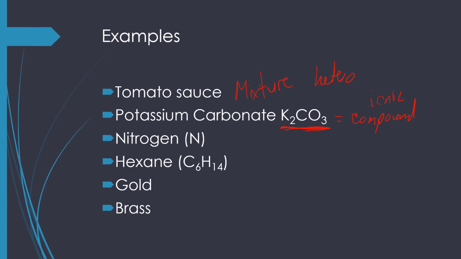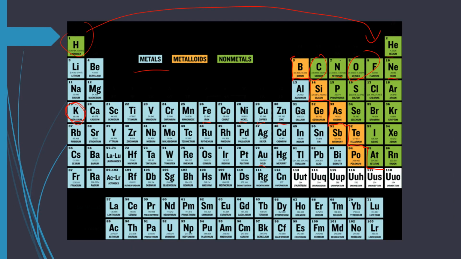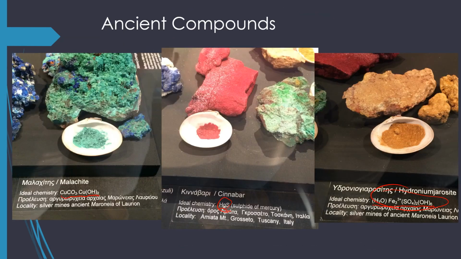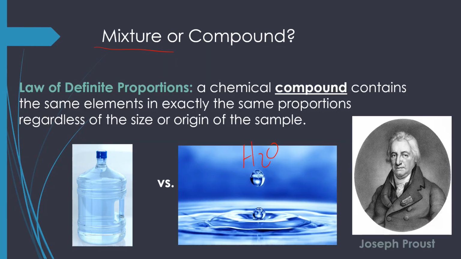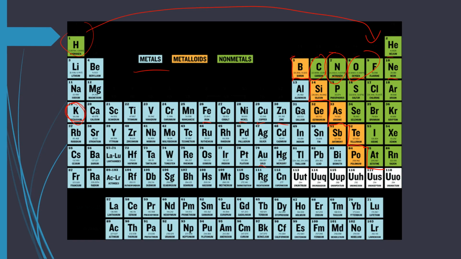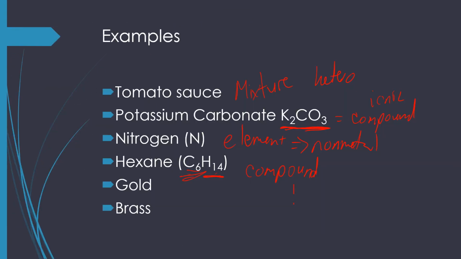Okay, nitrogen is just something right from the periodic table. It's right there, so that's an element, therefore a pure substance. That's an element, and it's a nonmetal. Hexane, I'm giving you the formula. It's in an exact proportion, so therefore it's a compound. Carbon and hydrogen are both considered nonmetals, so that would be considered a covalent compound.